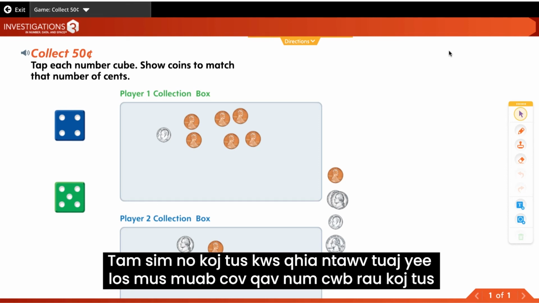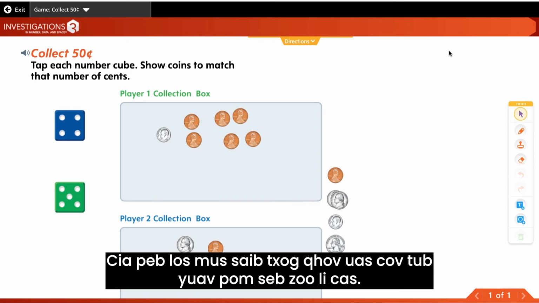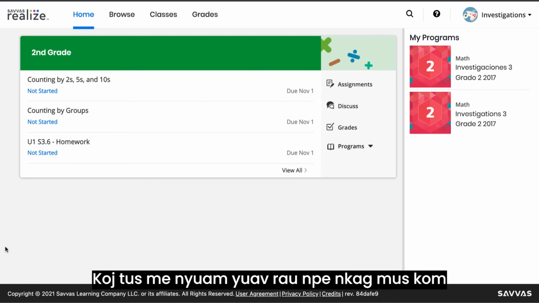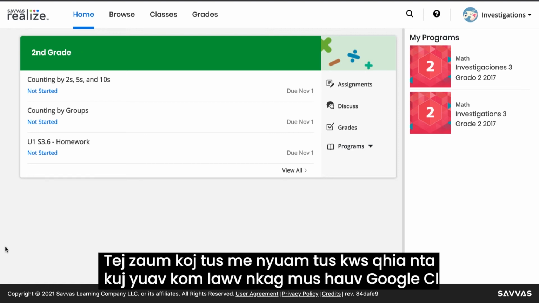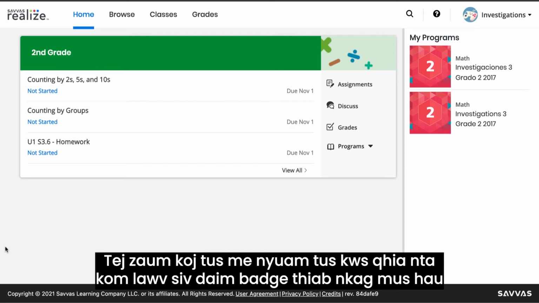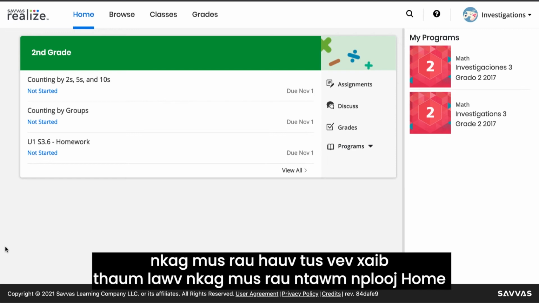Now, your teacher can use this website to assign activities to your child. Let's take a look at what that looks like from the student side. Your child will log into Realize the same way they log into anything else on the school website. Maybe your child's teacher has them go through Google Classroom. Maybe your child's teacher has them just use their badge and go through Clever. Your child will know how to log into the website.